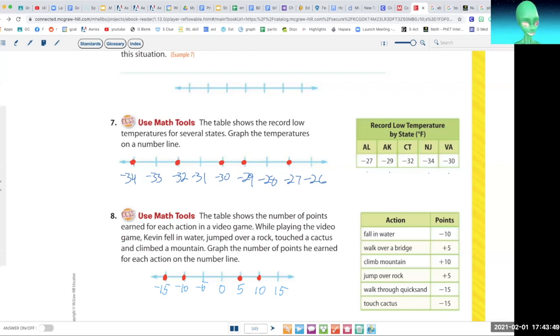So if yours looks like that, please give yourself a pat on the back, and hopefully you kind of get this kind of thing and the idea of positive and negative numbers.